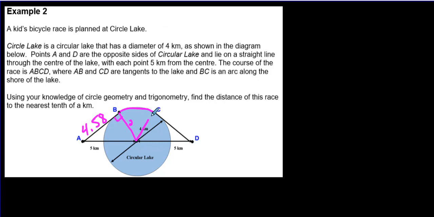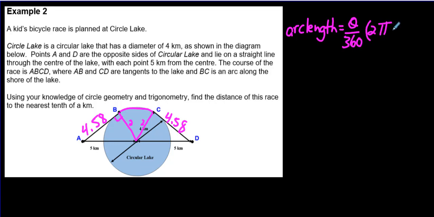Well, if this is 2 from here to here, and if this is 5 here, just like there, that means this also has to be 4.58. So we just saved some time. The very last thing we have to look at is the arc length here. And again, we have to remember our arc length formula. So the arc length, all you do is you take the central angle over 360 and multiply by 2 pi r.